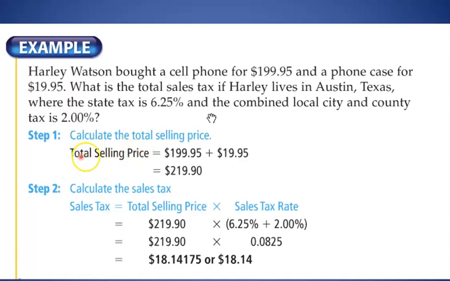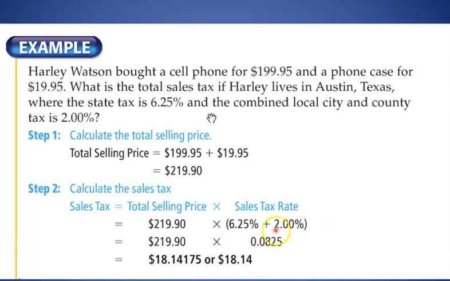So first you have to find the total selling price. So they took $199.95 plus $19.95 and they got $219.90. Okay, so that's your total selling price. Then the sales tax rate is 6.25% plus 2%. Now remember, you can't use the percent sign for this in the calculator. So you just have 6.25 plus 2 equals 8.25 and then move the decimal.